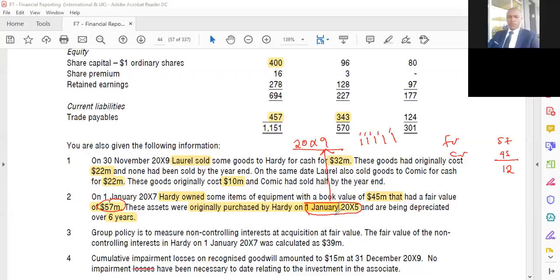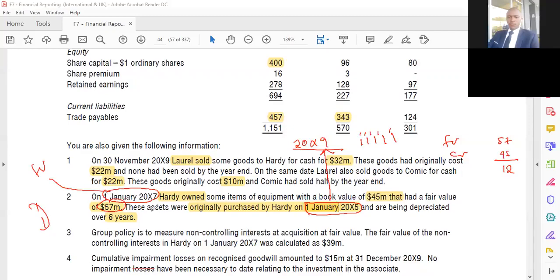Now, what I want us to discuss is not the 5 years. What I want us to discuss is when it was revalued: 1st of January 20x7. That is the most important part, the date of fair value. So at 1st January 20x7, how many years had it remained? From 20x5 to 20x6, 2 years had passed. Then 20x7 is year number 3. So from 6 years, that means we're remaining with 4 years.